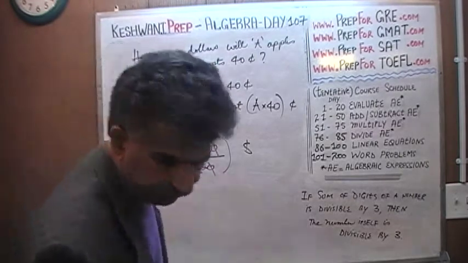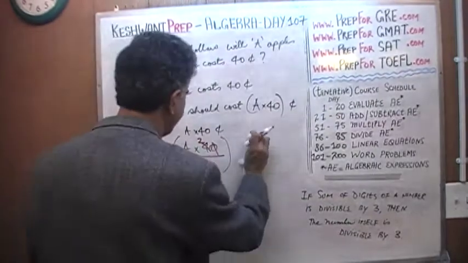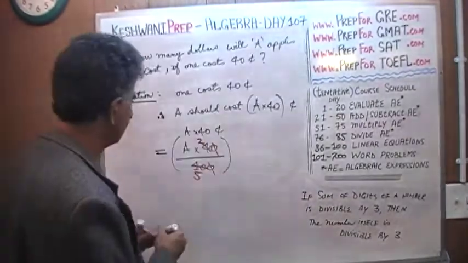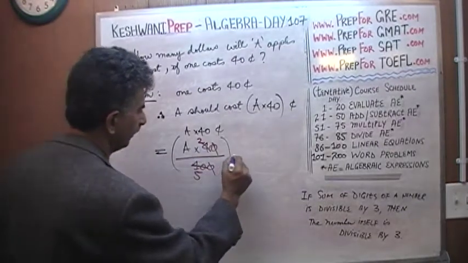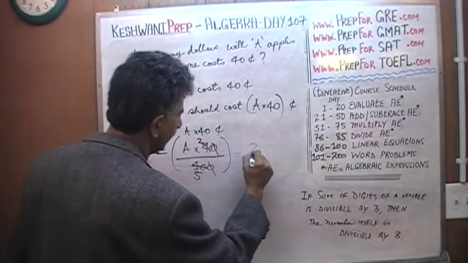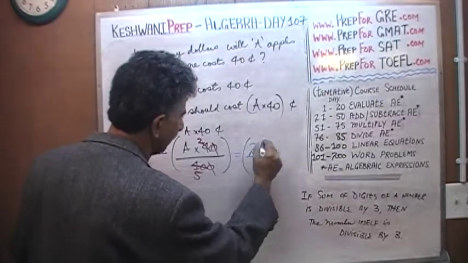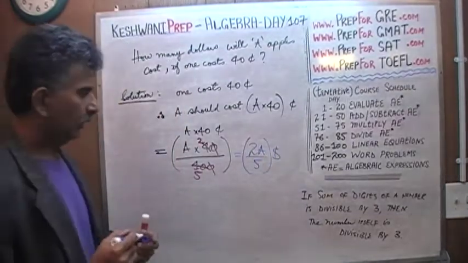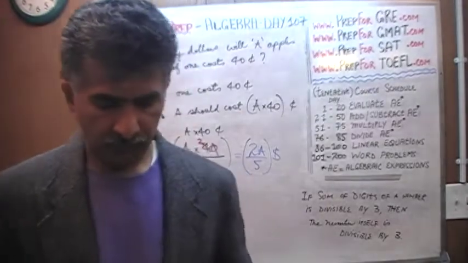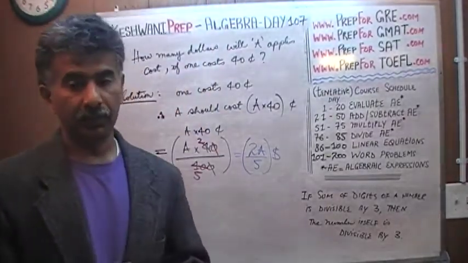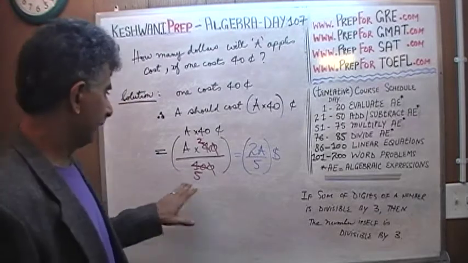let's put it here. So here we have 2 times A. So that is 2A. And at the bottom we have 5. There you go. That is our final answer. 2A over 5 dollars. And that's where you're going to get the credit for your work. You cannot leave it here.